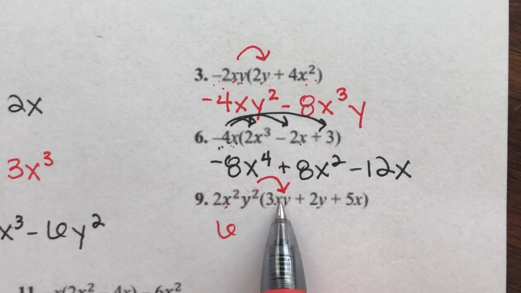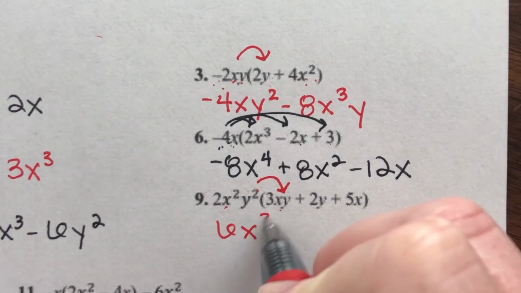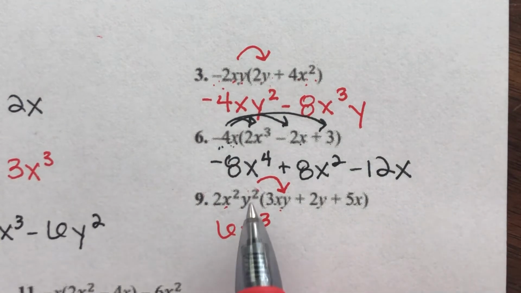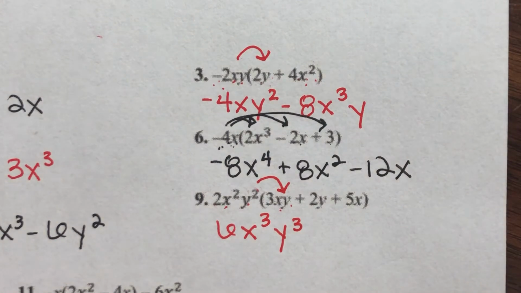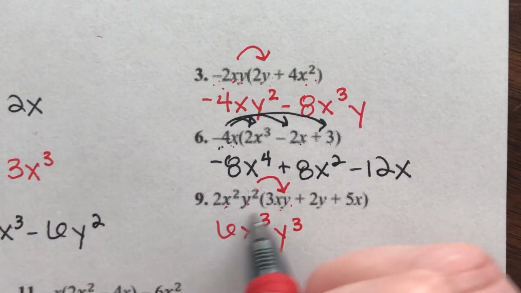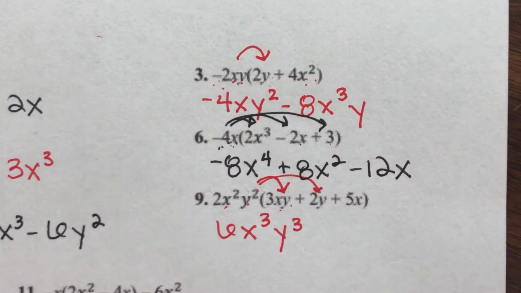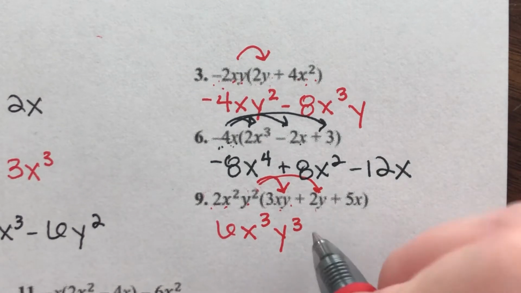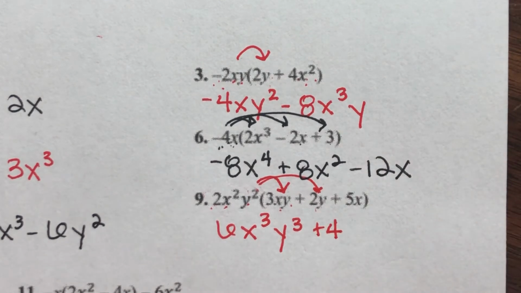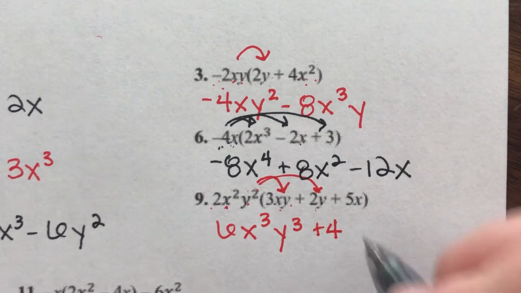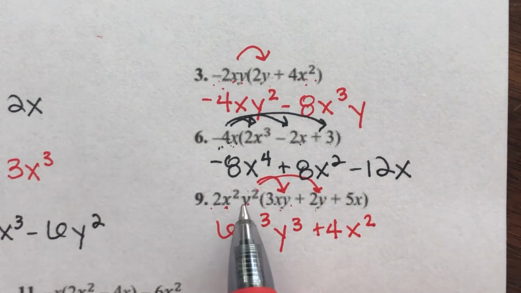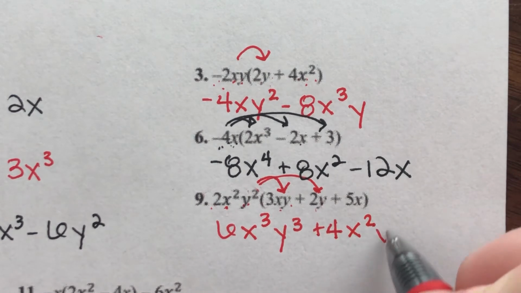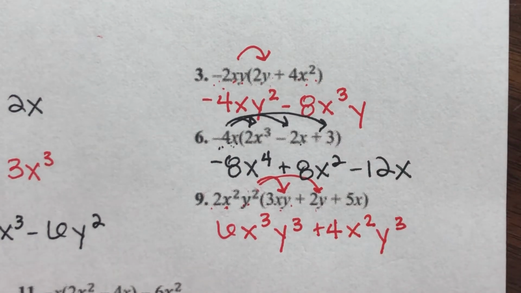X squared times x is x to the third. You add their exponents. Y squared times y is y to the third. Okay, and then I multiply this whole thing times 2y. 2 times 2 is 4. X squared times, there's not an x, so I just leave it x squared. And y squared times y is y to the third.